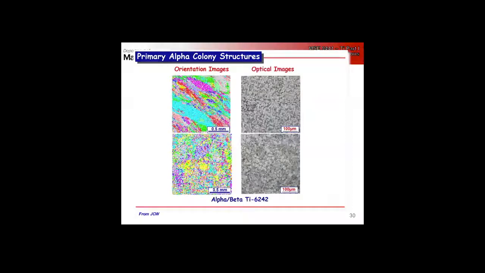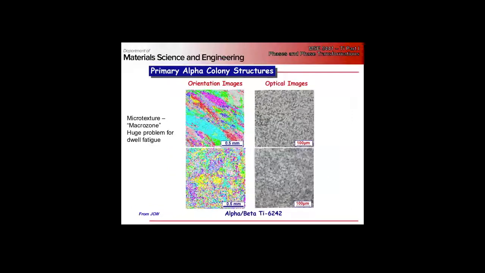Can anything survive under cyclic loading once you're in the long crack regime? What's going to happen? It's not going to work. So this microtexture, these macrozones, are a huge problem for dwell fatigue. This is obviously going to be much better than this.